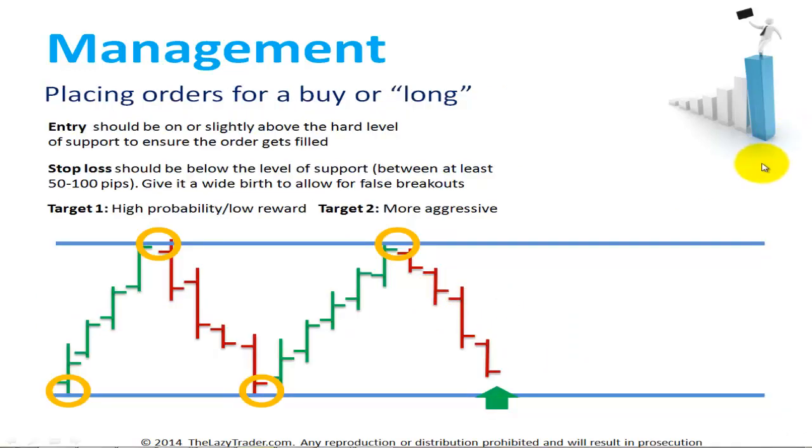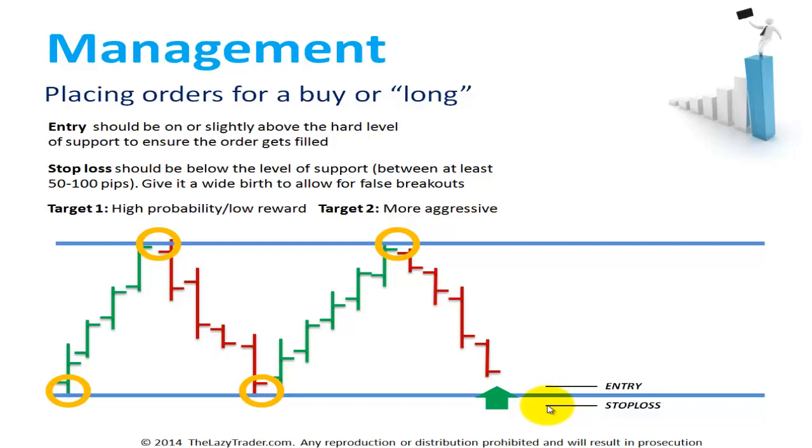So let's take a look at this in context, placing orders for a long move or a buy off a level of support or demand, as you might know it. Essentially the same thing. So we've got our 2 tests, we've got our buy opportunity here. So what we do is we simply place our order on or above the level with our stop loss below the level. It's as easy as that.